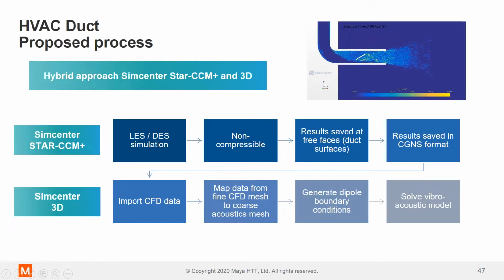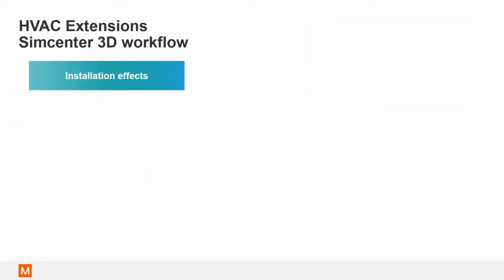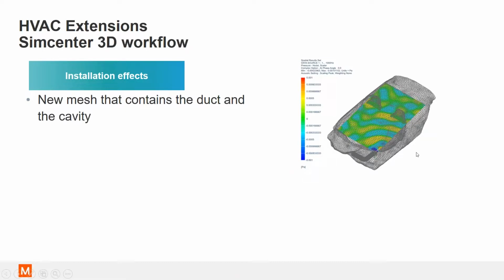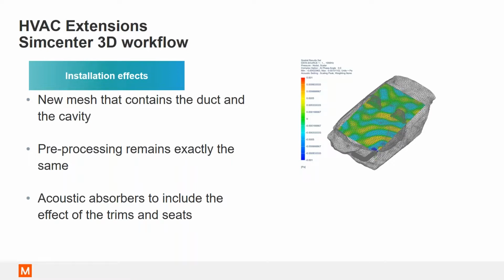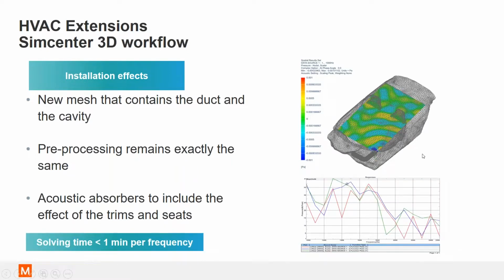Now, we can also, for example, take installation effects into consideration. So let's say that duct was a part of a vehicle or a car. You just don't need a new mesh for the duct. You just need a new mesh for the cavity. And you can take the full cabin into account with reflection on the boundaries. You can also include acoustic observers, so basically a person over there. And the pre-processing is the same. It just creates a different mesh. And because you're running an acoustic mesh, it's pretty fast. The solve time is less than 1 minute per frequency in capturing, looking at how those duct noise propagates within the domain.